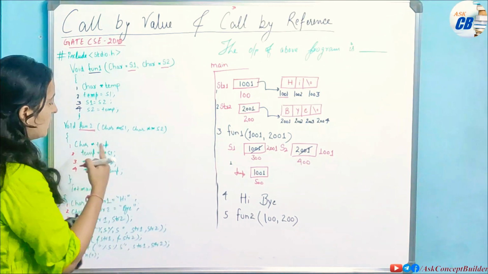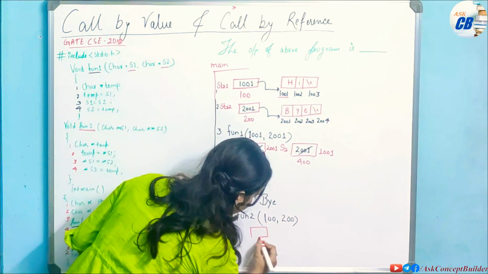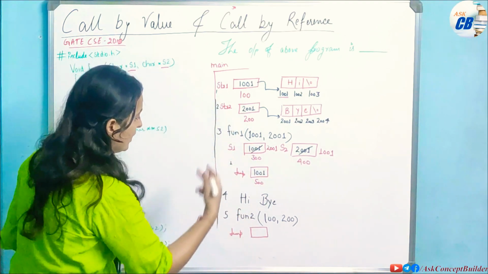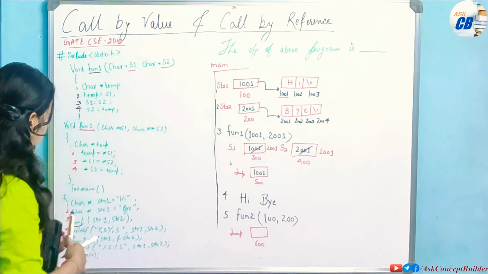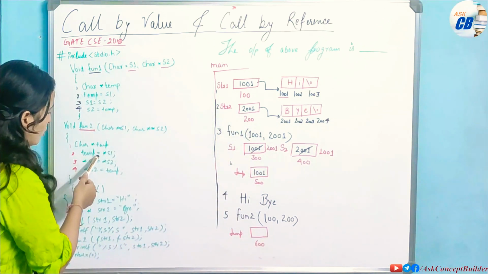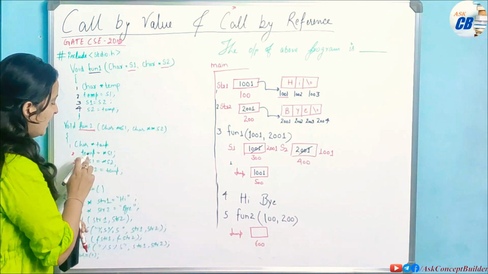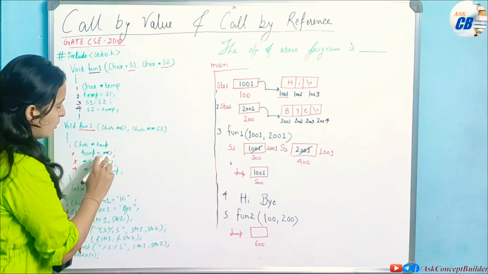Now first is your char *temp. Again a temp variable will be created at any location, let us suppose 600. And now what? temp equals *s1. What is it doing in this step? In temp it is storing the value at s1.